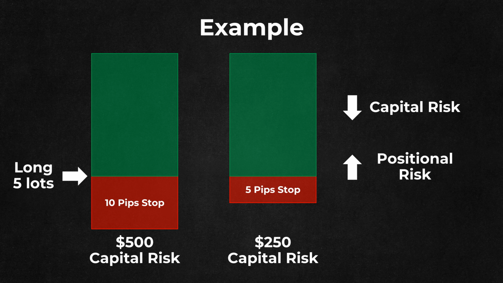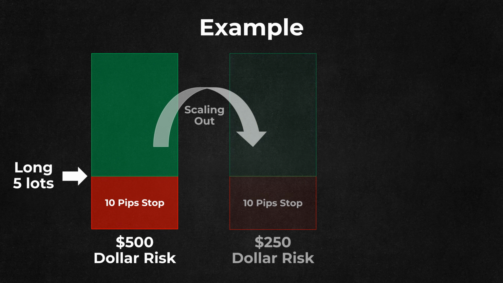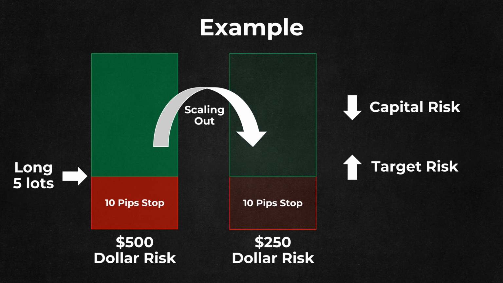In other words, you transformed capital risk into positional risk. Let's now imagine a different scenario where instead of moving the stop to decrease capital risk, you scale out of the position to do so. Imagine that you are in a profitable trade and you scale out of it in a sufficient amount to cancel out the stop loss in case it happens. In that case, you decrease capital risk by increasing target risk. Positional risk stays the same. We're going to see how to scale out of a trade in a moment.